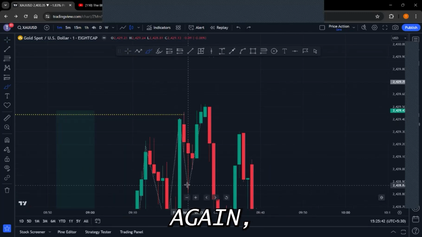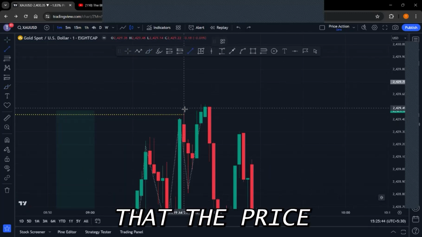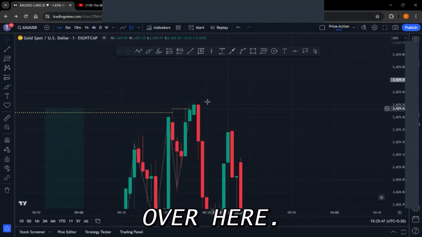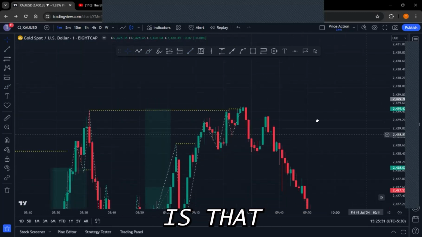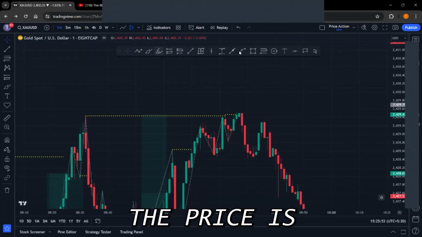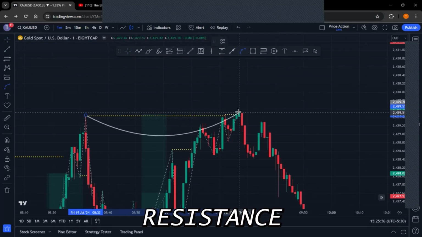Okay, so price went down again, price went up again, and you will see that the price has created another sweep over here, another sweep over here, and from this major sweep, what happened? What we can say is that the price is actually doing what? The price is actually transferring its major resistance from here to here.